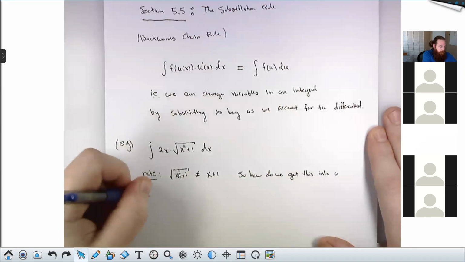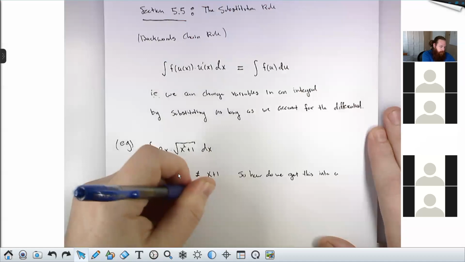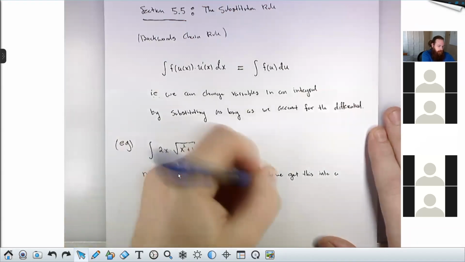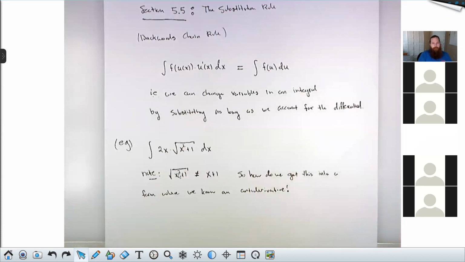How do we get this into a form where we can see an antiderivative? Well, I'll tell you what I see. If this was just the square root of x, then this would be easy. If not for this plus in here and this 1, this would be easy because the square root of x squared, that is x, or at least the absolute value of x. And then I would be able to integrate that using my power rule.